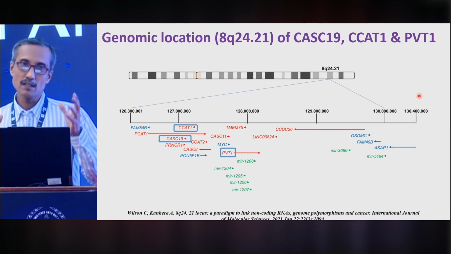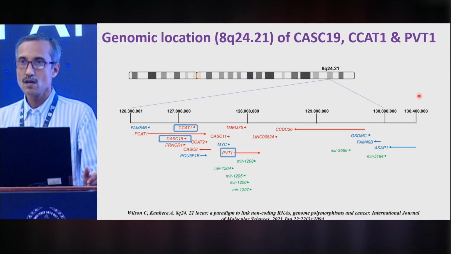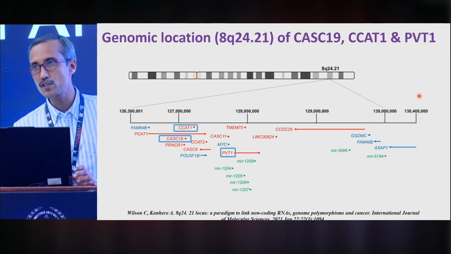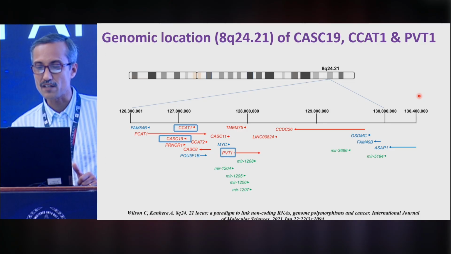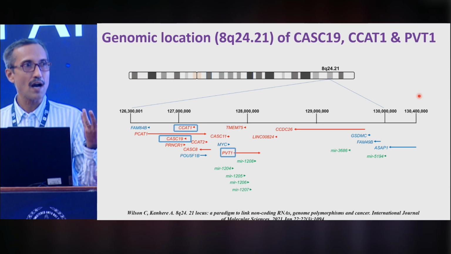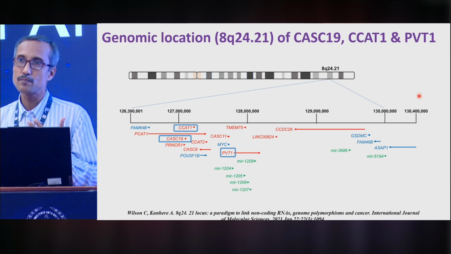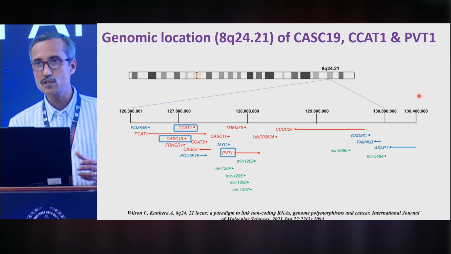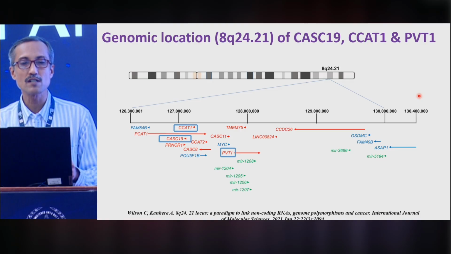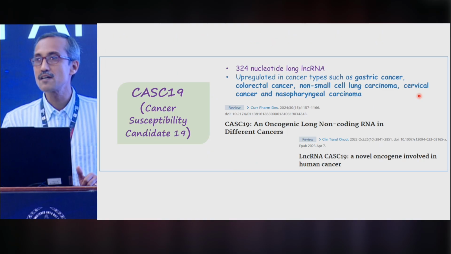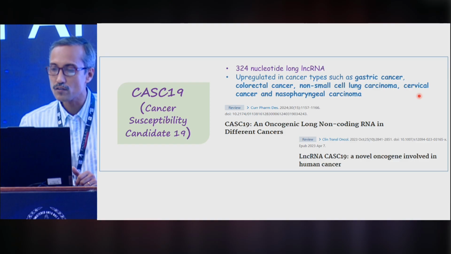The importance of these 3 long non-coding RNAs is that they reside in the same genetic locus, the 8q24.21 region. For cancer biology this is very important because this is one of the mutational hotspot regions. So we were very excited about why the 3 long non-coding RNAs among the top 15 would be in the same region. Definitely they might have some common regulatory phenomena. One of my students, Momita, continued with CASC19, which is a 324 nucleotide long non-coding RNA.